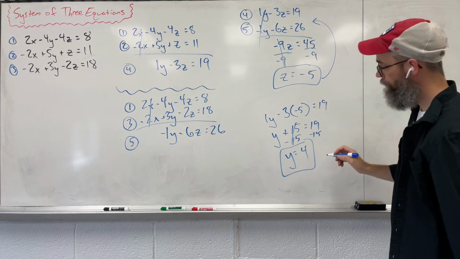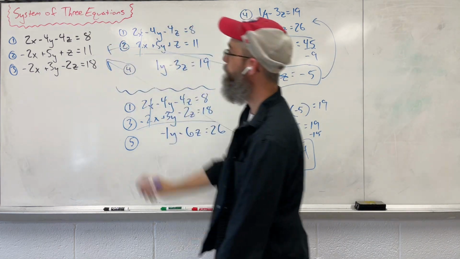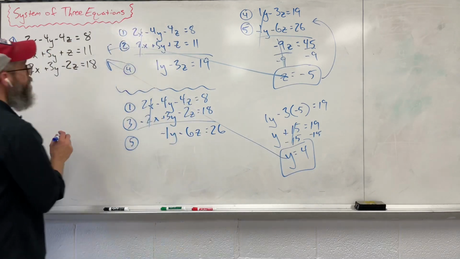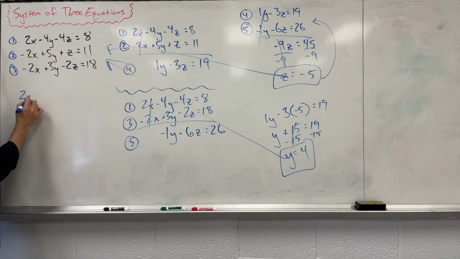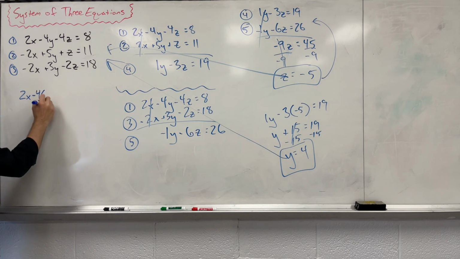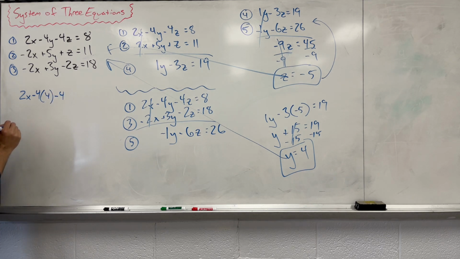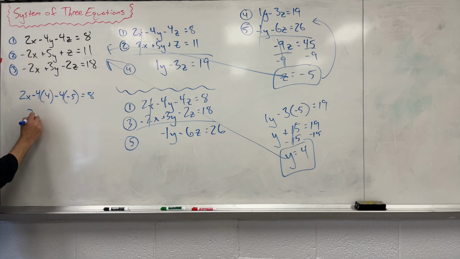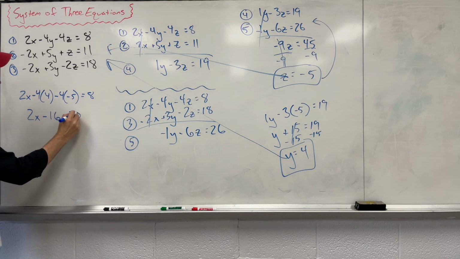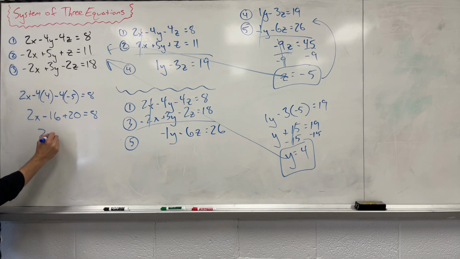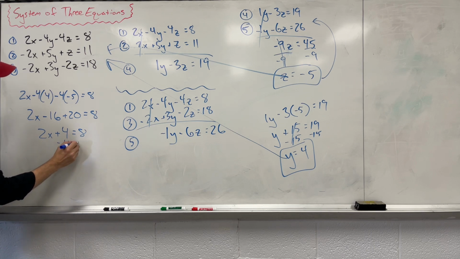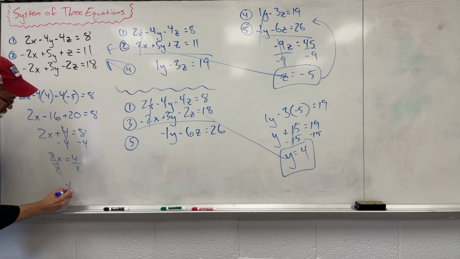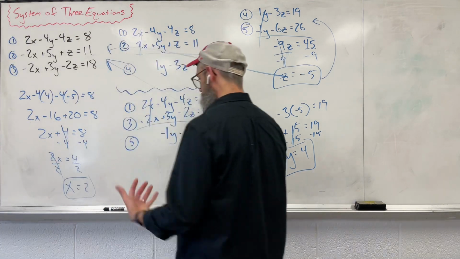I want to take both of these and go back to the original. I want to now plug it into either 1, 2, or 3. Doesn't really matter. I'm just going to take equation 1 just because it's up top. So we're looking for x, so we're going to say 2x minus 4. My y was 4. My z was -5. And now let's just simplify and try and get the x alone. Inverse operations all around. x equals 2.